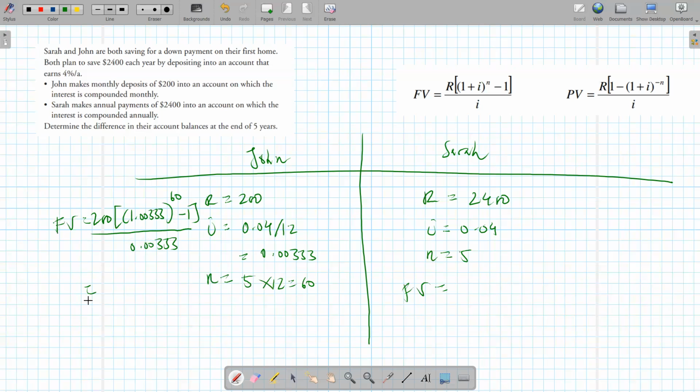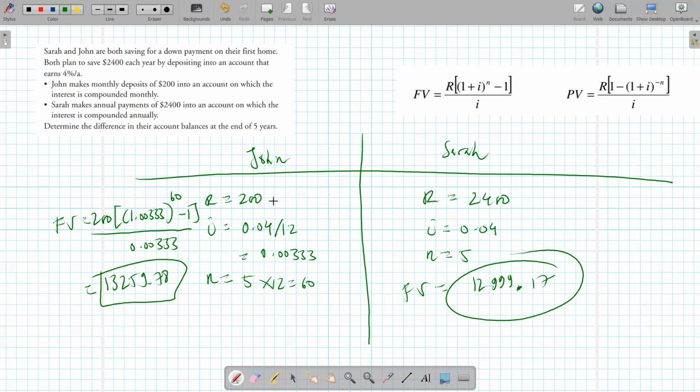Let's see how much this person has. I can just plug this in. 0.0033333 plus 1, to the power 60, minus 1, times 200, divided by 0.00333. So this person has $13,259.78 after 5 years. We're going to do the same thing for this lady. I'm just going to plug this in. 2,400 times bracket open 1.04 to the power of 5 minus 1, divided by 0.04. For this lady, it's going to be $12,999.17.